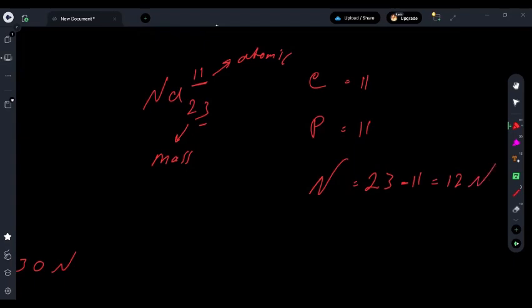This is how we can determine the number of electrons, protons and neutrons inside any element in the periodic table. And this is how we can understand the structure of the atom, the nucleus, the protons, the neutrons, the electrons, and so forth.